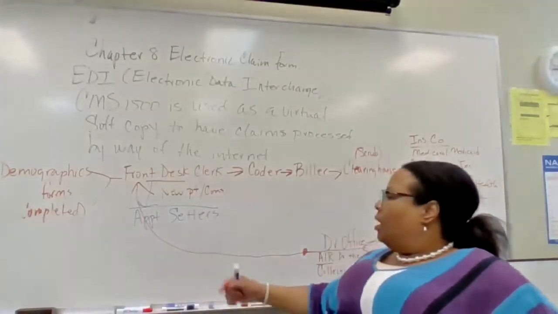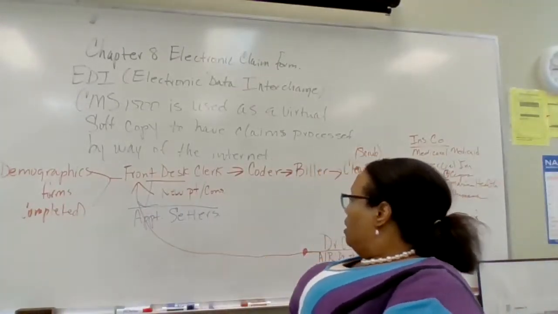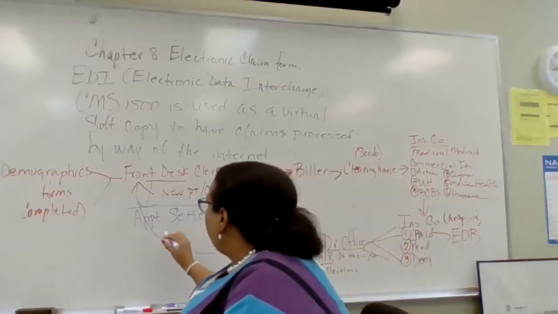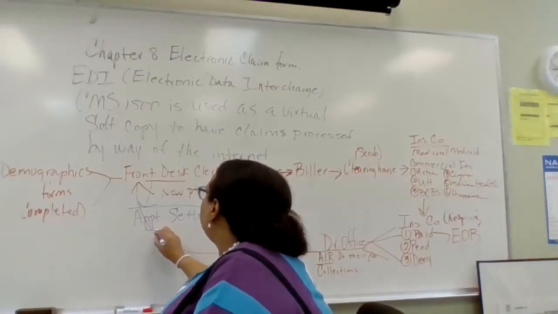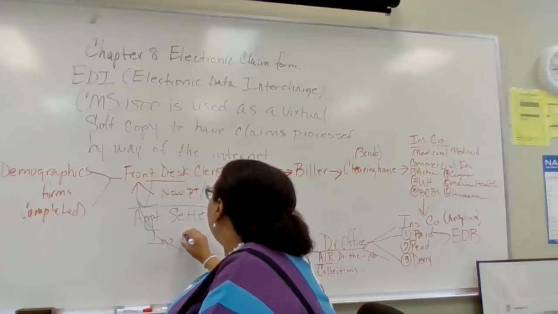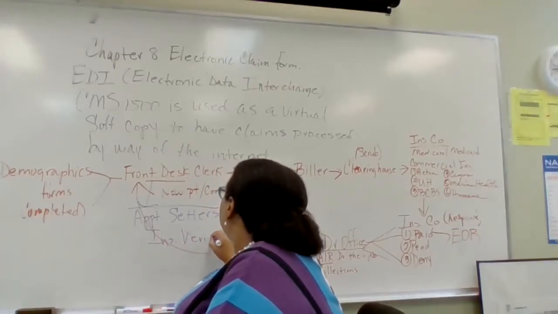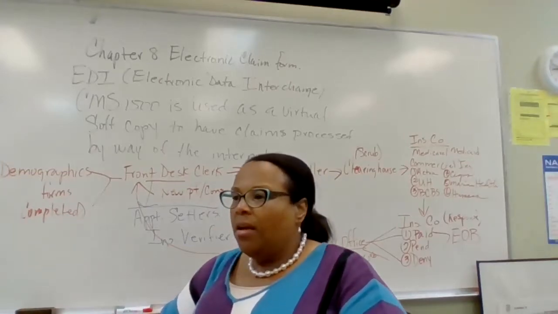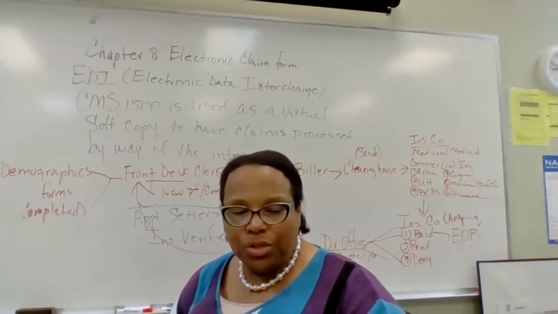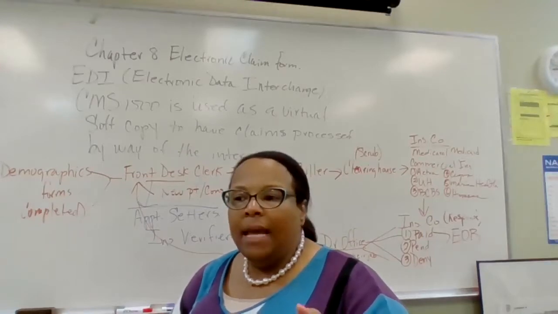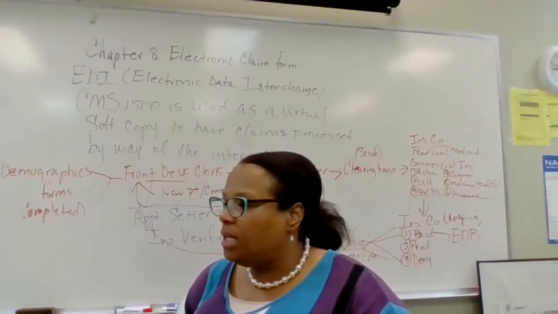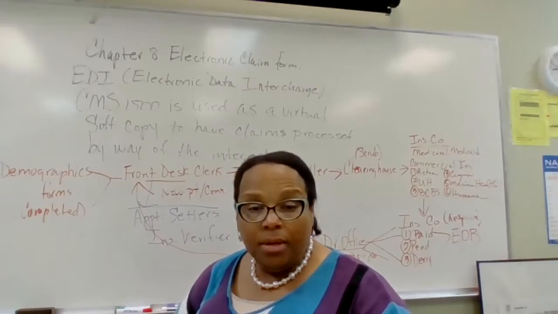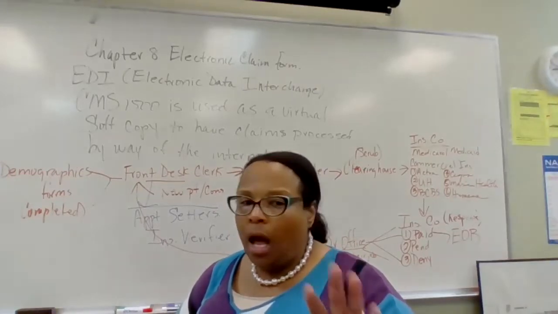Now, appointment setter. Along with the appointment setter, you may have a person that's called an insurance verifier. The insurance verifier sits there and verifies the insurance. They got to make sure before that patient comes in, are they still eligible for benefits? And this is all in chapter 8.